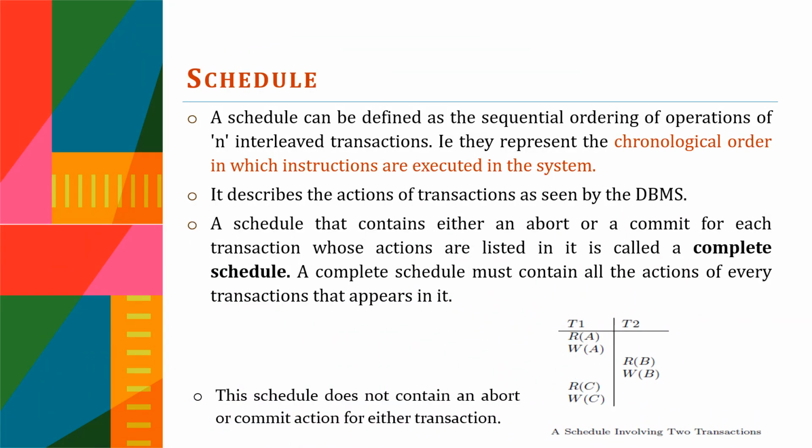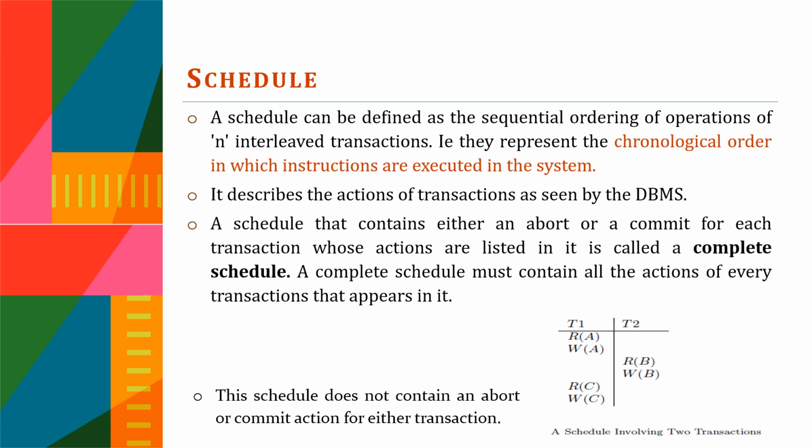So a schedule can be defined as the sequential ordering of operations of n interleaved transactions. That is, it represents the chronological order in which instructions are executed in the system. So a schedule is defined as the sequential ordering of operations of n interleaved transactions. It describes the actions of transactions as seen by the DBMS.